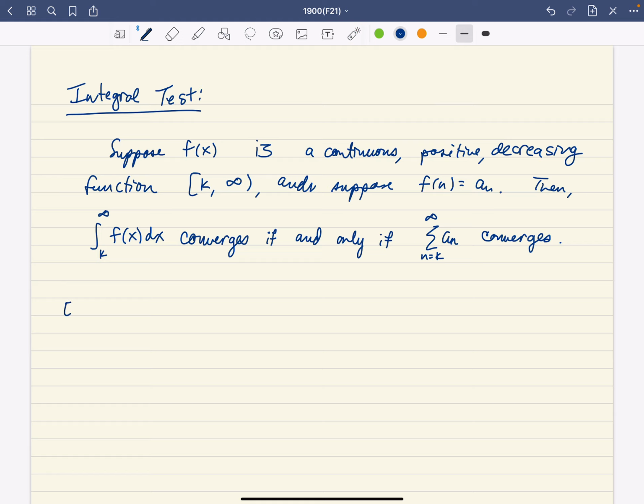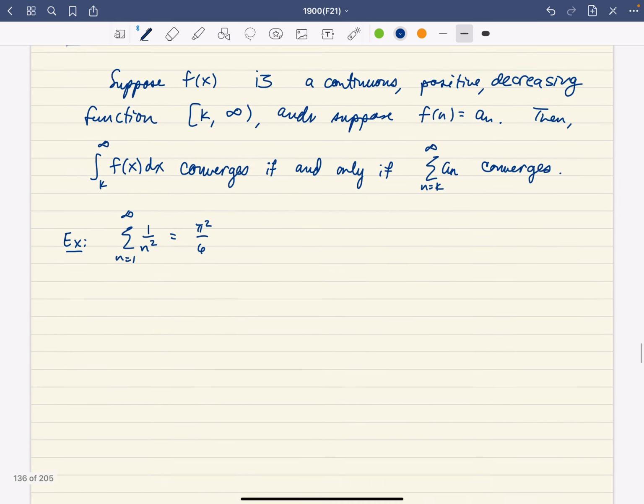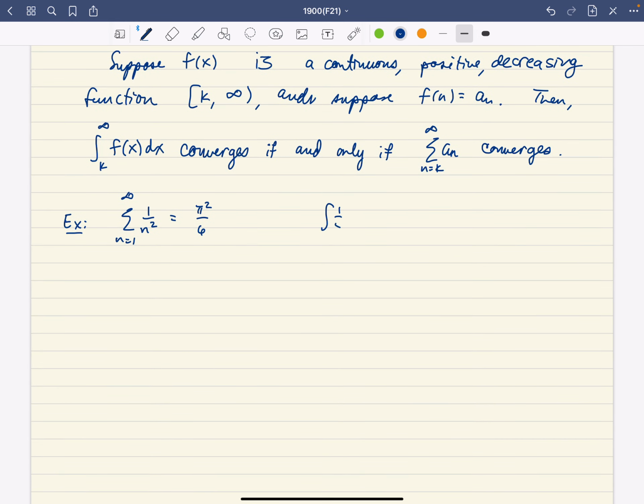We've already seen 1 over x squared. The sum of 1 over n squared converges to pi squared over 6, and we know that the integral of 1 over x squared converged to 1. So notice that they don't have the same value. All we're saying is that if one is finite, so is the other. If one's infinite, so is the other.